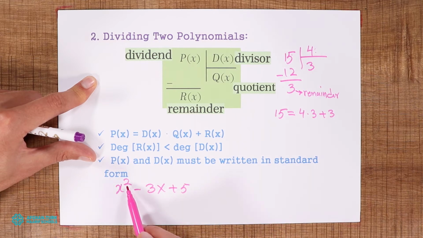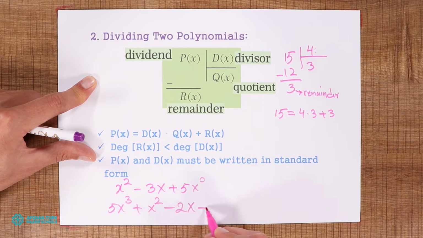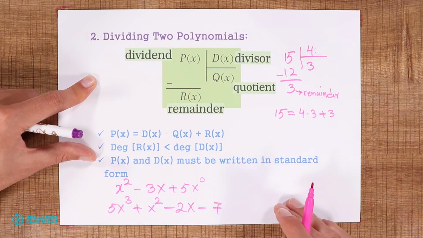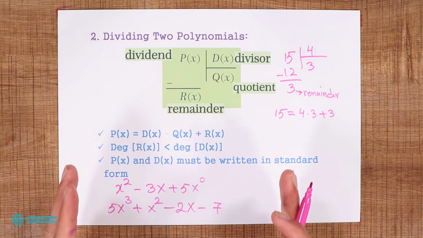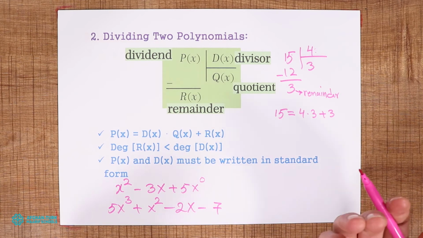Why? Because in here we have powers 2, 1, 0. It means that the powers must be in descending order, from larger to smaller. Or for example, 5x to the power of 3 plus x to the power of 2 minus 2x minus 7 is a polynomial in standard form, because in here we have 3, 2, 1, 0 in descending order. So firstly, you must write the polynomials in standard form, and after that divide the polynomials.